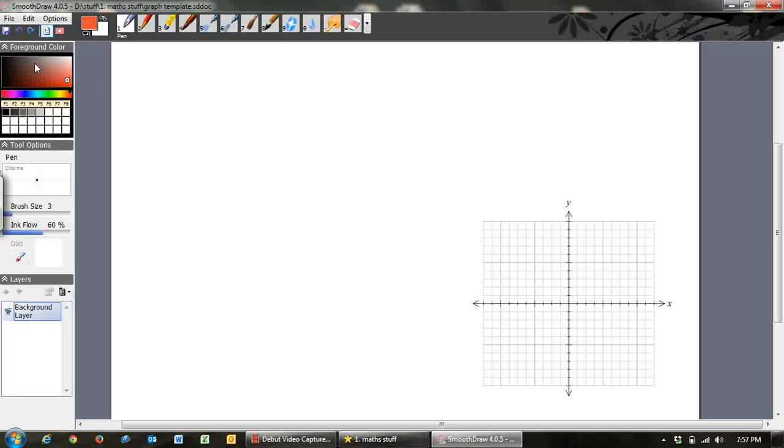Now the gradient is also called the slope of a graph. Okay, so gradient or slope. What this means is how steep the line is.